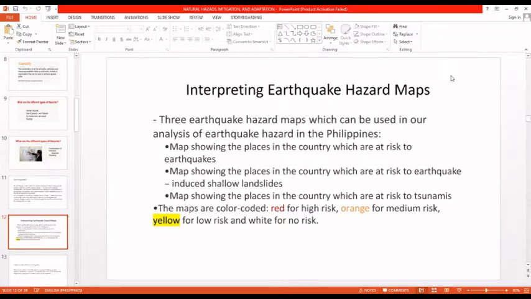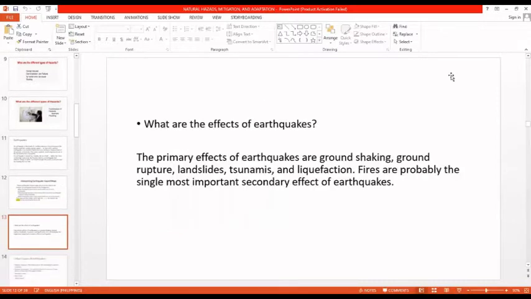We have also a map showing the places in the country which are at risk to earthquakes and landslide naman. We also have a map showing the places in the country which are at risk to tsunamis. So our hazard maps, class, are color coded. Red for high risk, orange for medium risk, yellow for low risk, and white kapag no risk naman.